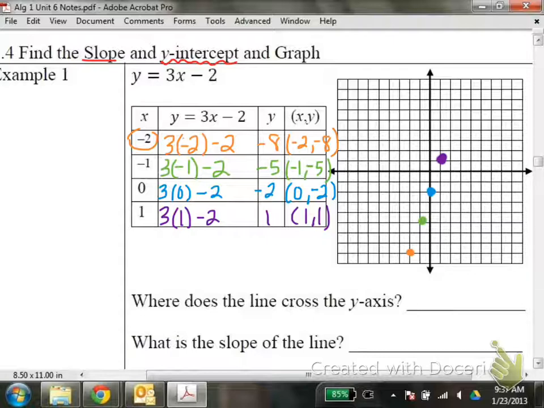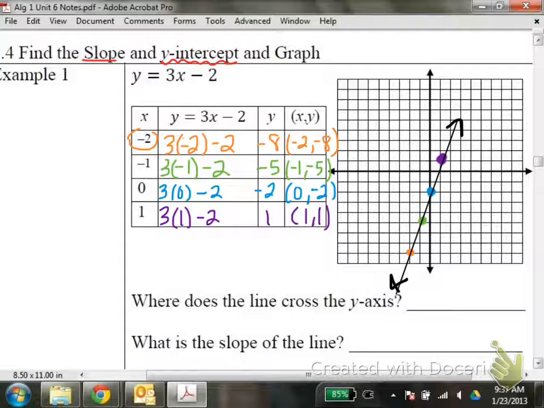So what are we going to do? We are going to draw a straight line through it. Make sure you include what? Arrows. There we go. You need to make sure that you include your arrows because lines go on forever and ever and ever.